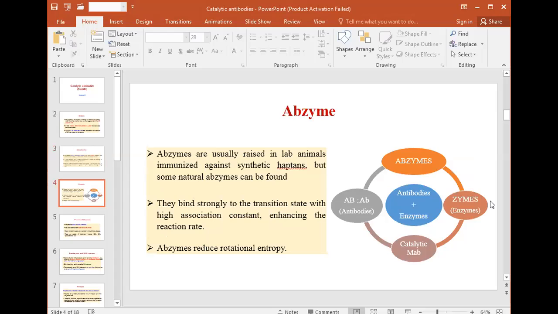So ABZYMEs are usually raised artificially in laboratory animals by immunizing them against a synthetic organic molecule known as hapten. But some natural ABZYMEs can also be found, mostly in autoimmune disorders in humans. ABZYMEs bind strongly to the transition state with high association constant and enhance the reaction rate by reducing the rotational entropy of the transition state molecule. The name ABZYME was proposed because AB comes from antibody and ZYME from enzymes. Altogether they are termed ABZYMEs. They are actually the catalytic monoclonal antibodies.